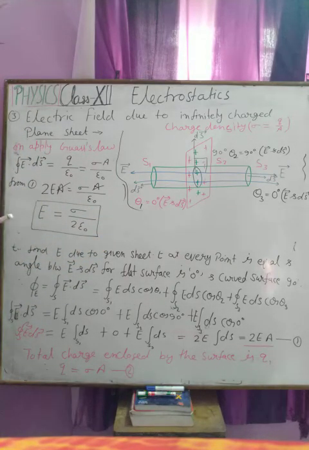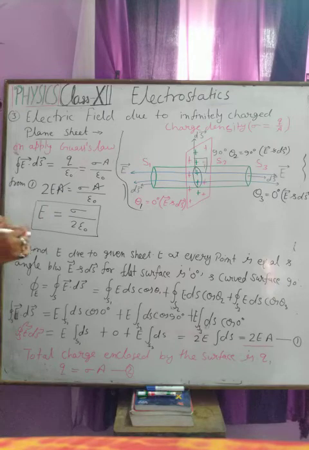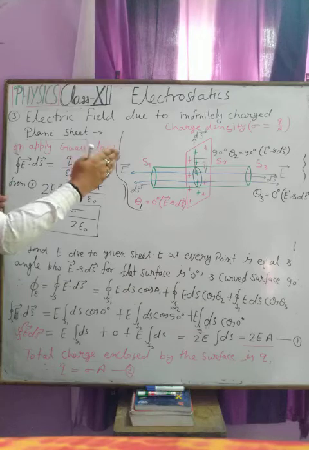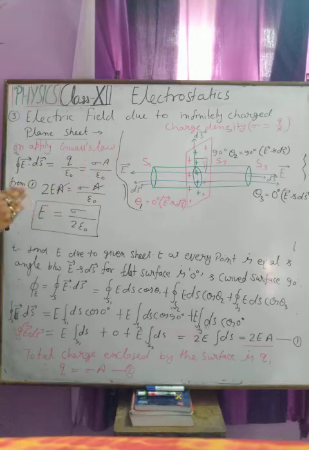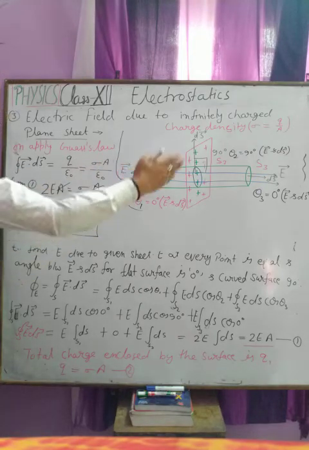Okay, now students, one thing is very important to notice here. This formula of electric field due to this charged surface is independent of the distance. Therefore, the value of the electric field due to this kind of surface does not depend upon the distance. It is exactly the same whatever the distance we use from this surface.